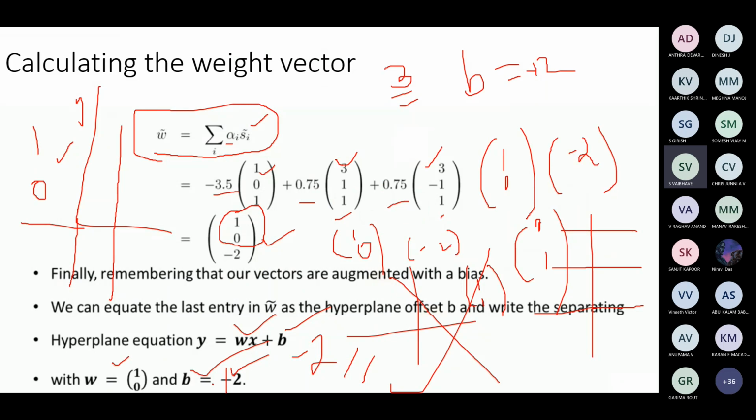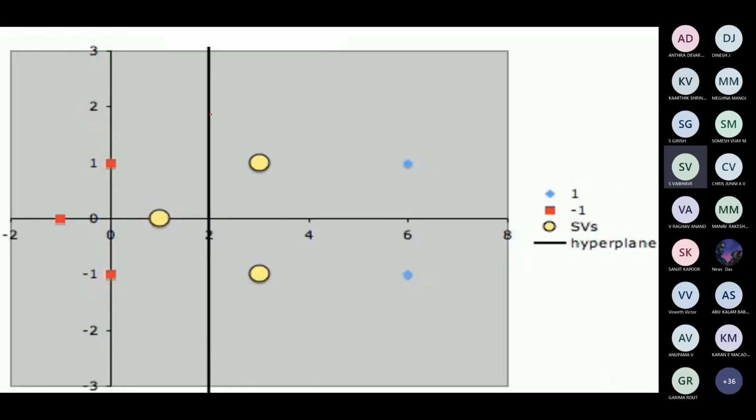1, 0, and b equals minus 2. Minus 2 means, kindly please understand. 1, 0 means first you need to understand which line I'm going to draw. So this is my y-axis and this is my x-axis. 1, 0 means I will be drawing a line parallel to the y-axis.